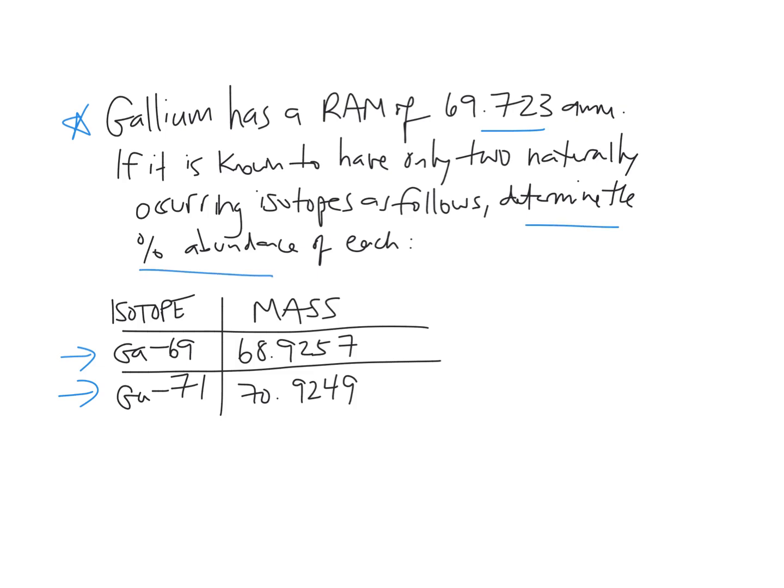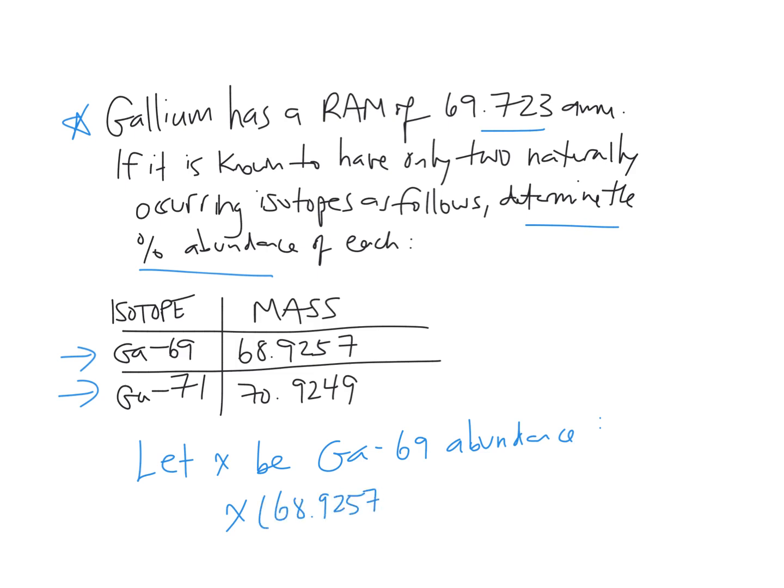Okay, so in this case you have to do the same weighted average calculation, but we're going to have to use a little bit of algebra to determine the respective percent abundances of each isotope. So you say, let X be the gallium-69 abundance. Then we can build an expression where whatever the abundance is of gallium-69, we're going to put its actual mass next to it, which is 68.9257.